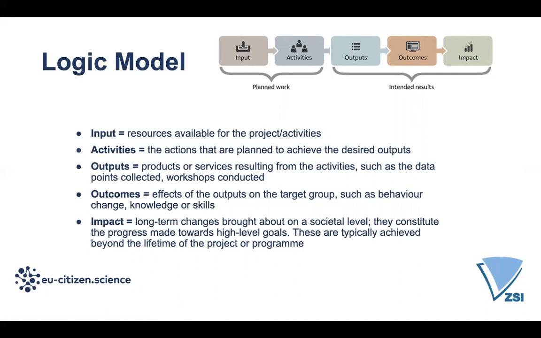Outcomes are the effects of the outputs on the target group, such as a behavior change, an increase in knowledge or skills. And the impact is a long-term change brought about on a societal or policy level. They constitute the progress made towards higher level goals. So these are typically achieved beyond the lifetime of the project or program, which makes it also so difficult for us to assess within the project's time frame.